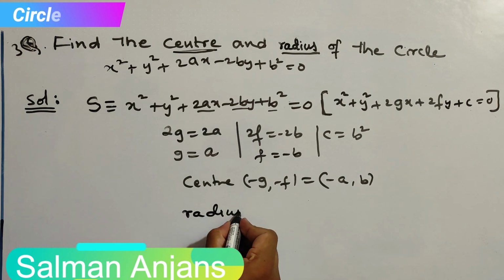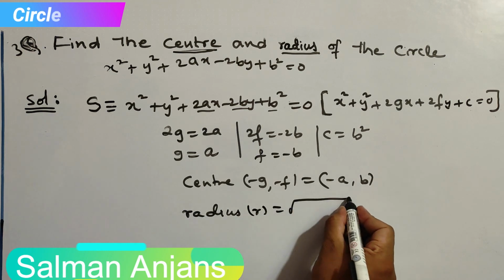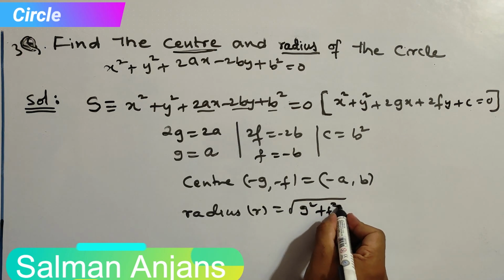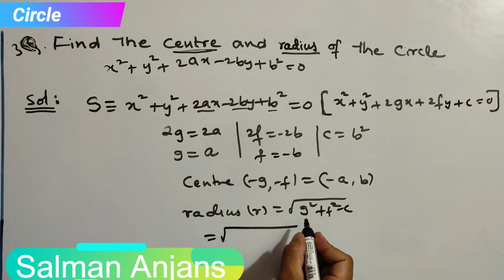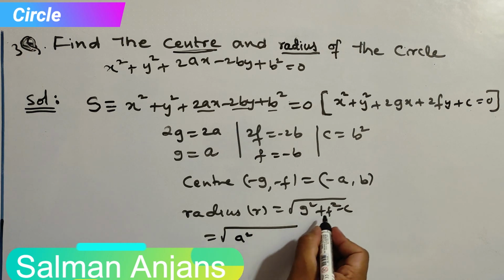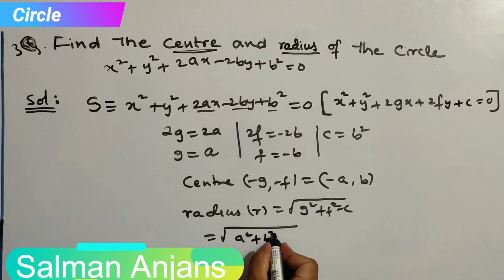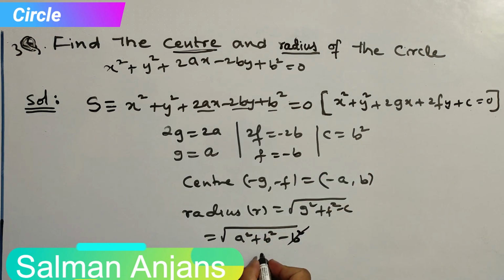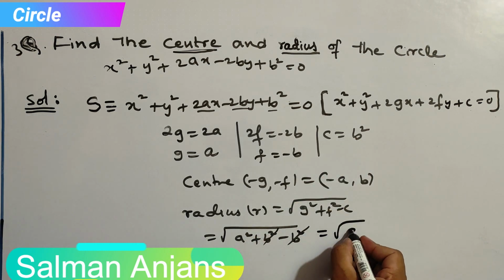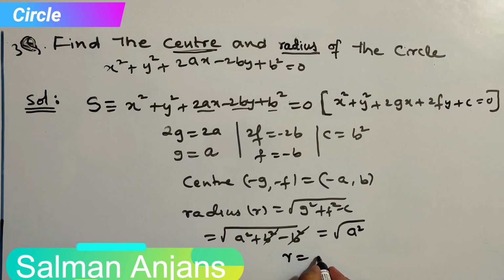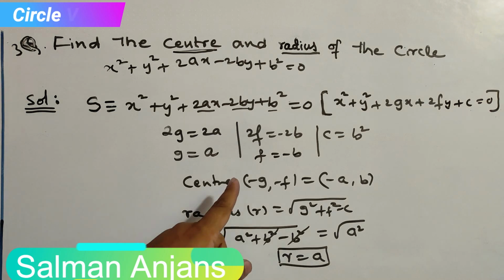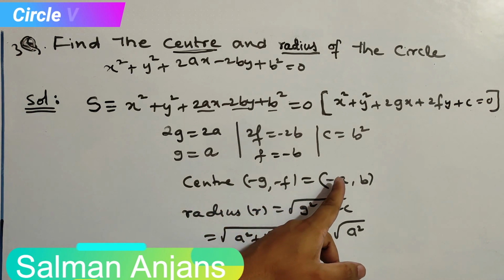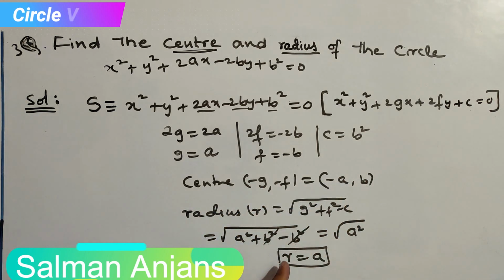Radius r equals root over g square plus f square minus c. So g means a square, f means b square, plus b square, minus c means minus b square. So plus b square minus b square cancel, leaving root over a square. Therefore r equals root over a square, the square root cancels, so a. The center minus g comma minus f is minus a comma b and the radius r equals a. Got it? Write down now.